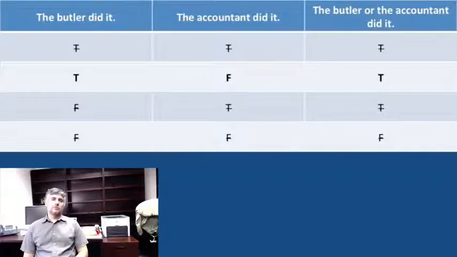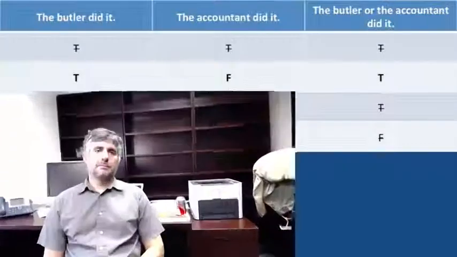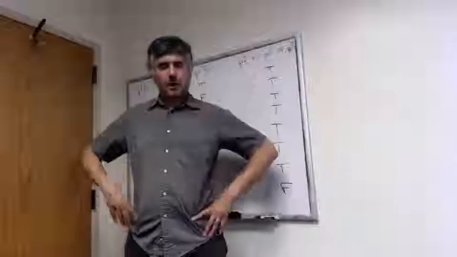And so you know, since the accountant couldn't have done it, that the only way for the disjunction, the butler did it or the accountant did it, to be true is for the butler to have done it. And that's why you can conclude the butler did it and your argument is valid. That's one example of a process of elimination argument. Of course, there are lots of others. But with all of those others, you can see why they're valid by looking at the truth table for disjunction.